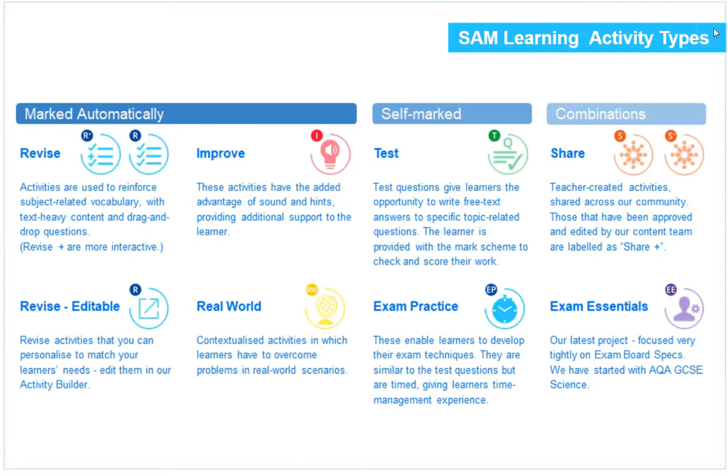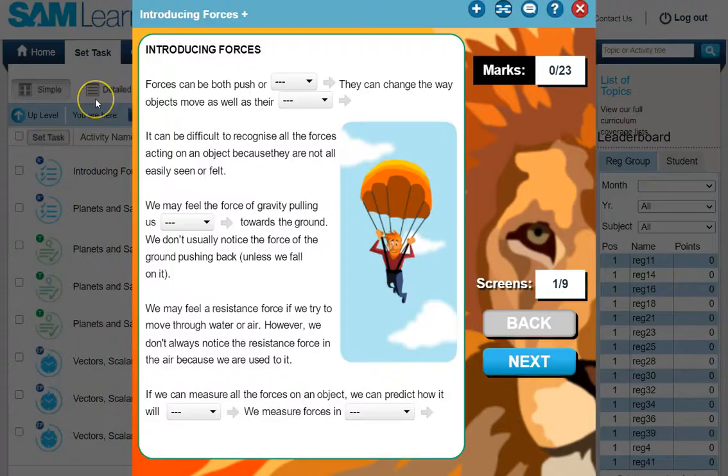At Sam Learning, we've got 10 different types of activity that can each engage a learner's attention in different ways. I'm going to talk to you about 2 of them. This is a Revise Plus activity. Questions are closed. Pupils have to pick an answer from a selection, and it'll then mark it straight away.